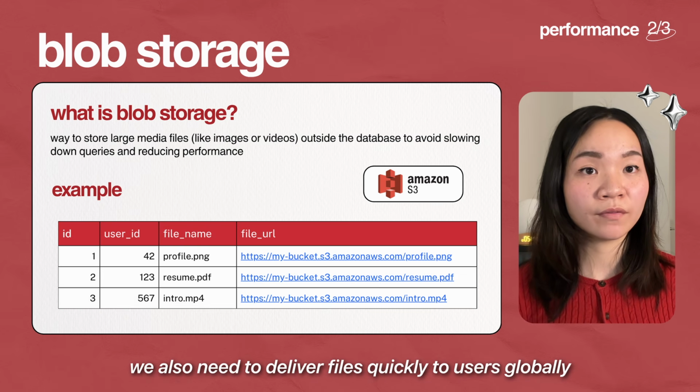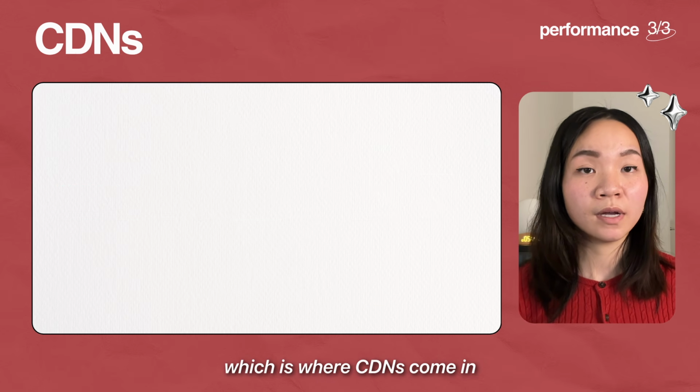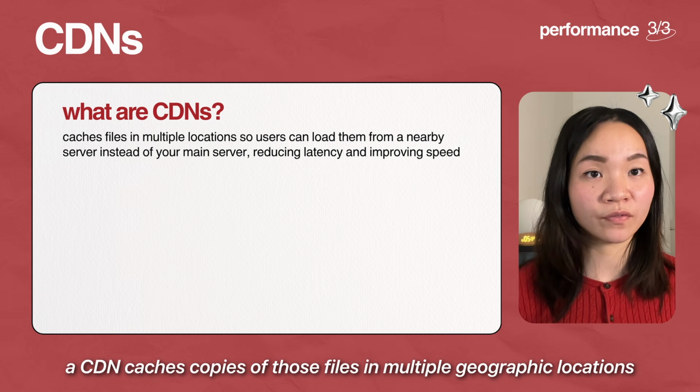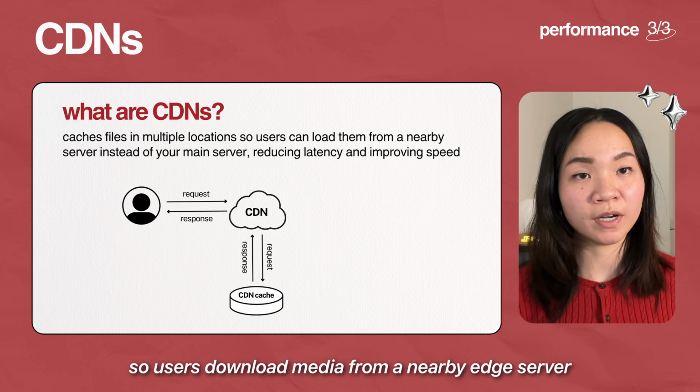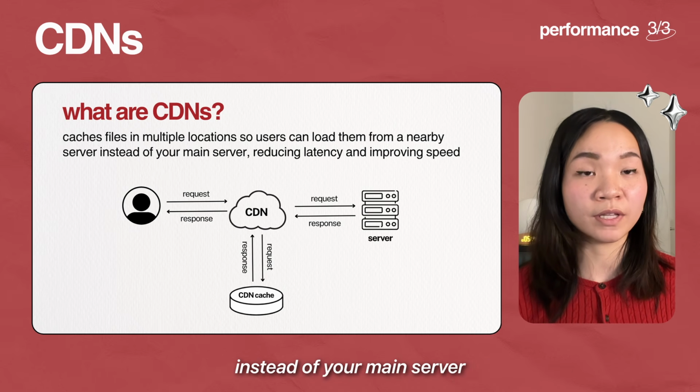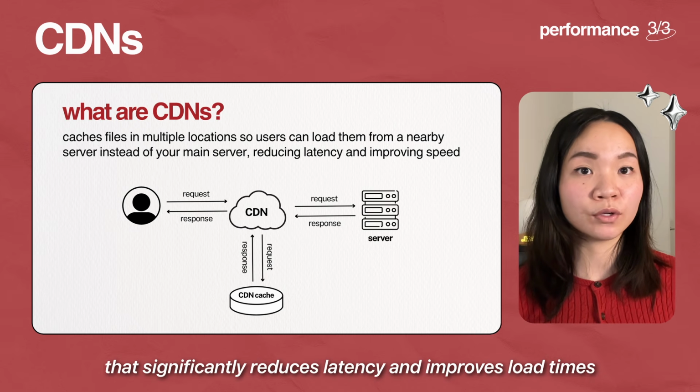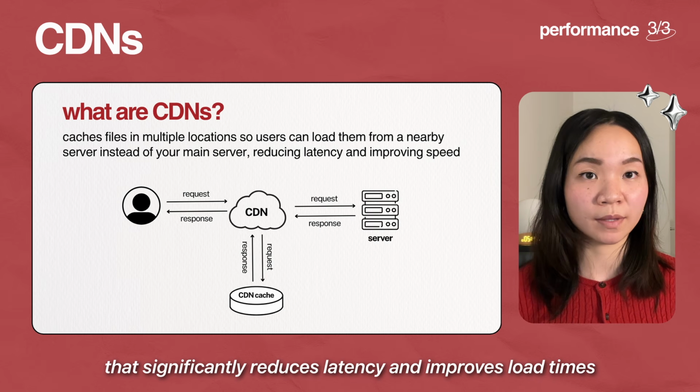We also need to deliver files quickly to users globally, which is where CDNs come in. A CDN caches copies of those files in multiple geographic locations, so users download media from a nearby edge server instead of your main server. That significantly reduces latency and improves load times.